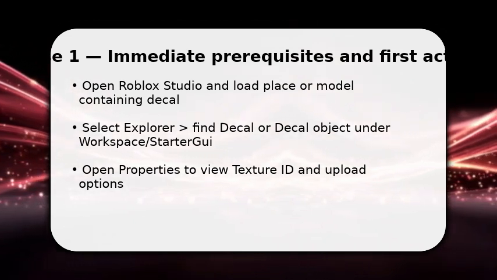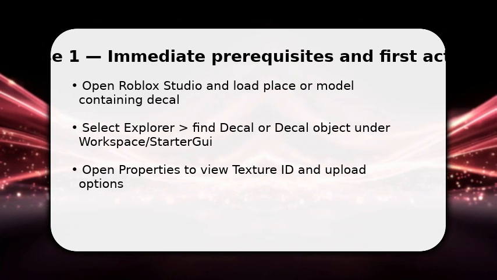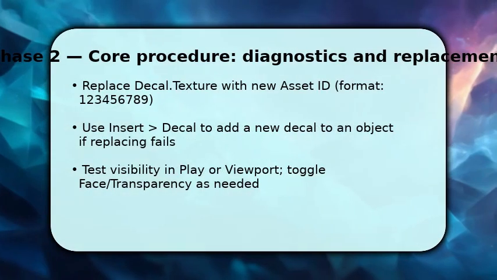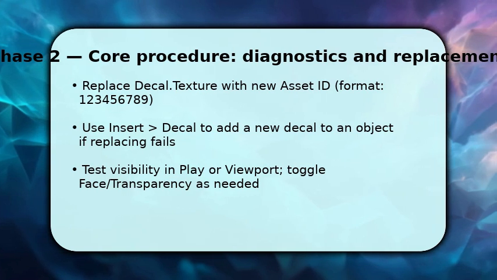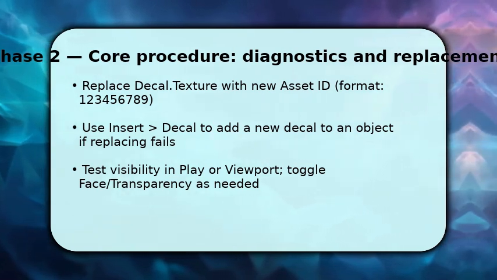Now you change the decal. Select the decal in Explorer and paste the new asset ID into the texture field in Properties. Make sure the ID is numeric and free of extra characters. Roblox requires the asset number.